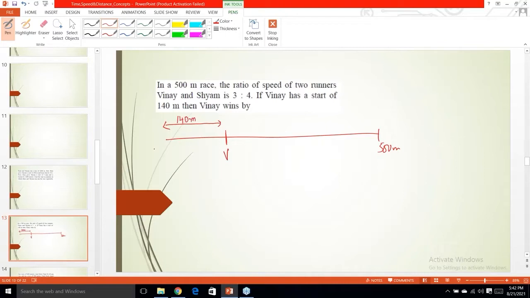Sham obviously starts from here, which is your 0 meter mark. If Vinay ends up winning the race, then Vinay will have to travel 360 meters, right? Because he's already starting at the 140 meter mark.